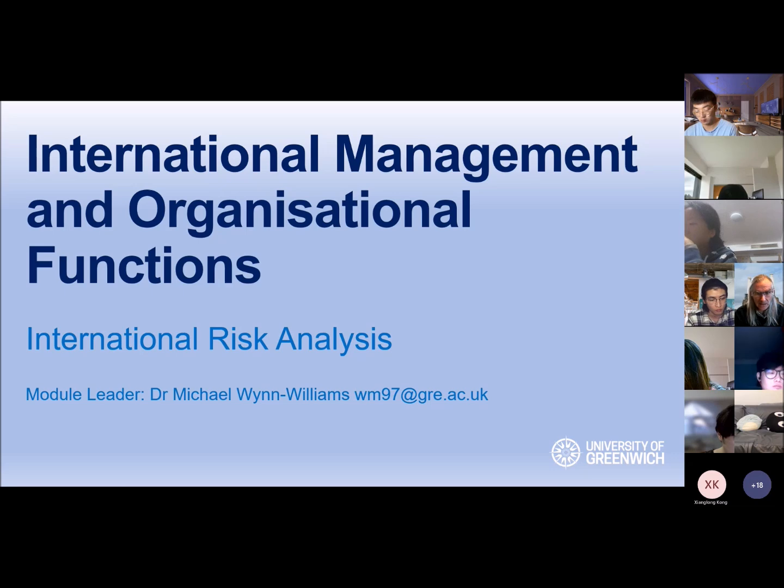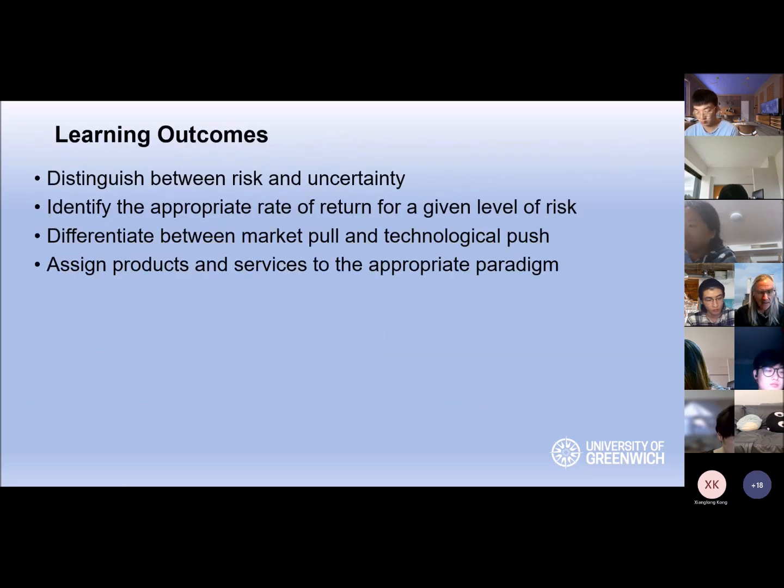International risk analysis is what we're going to be talking about today, and that will be covering topics concerning risk and uncertainty and how to consider rates of return for a particular level of risk. And then we'll get on to new technology, the risk involved in new technology, what that means for developing the new technologies, whether it's being pulled along by the market or whether a new technology is pushing its way into the market and creating a new market for itself. And finally, we'll talk briefly about paradigms.